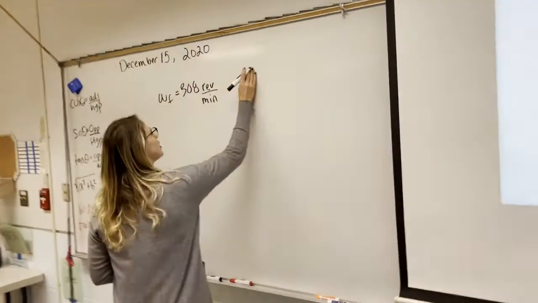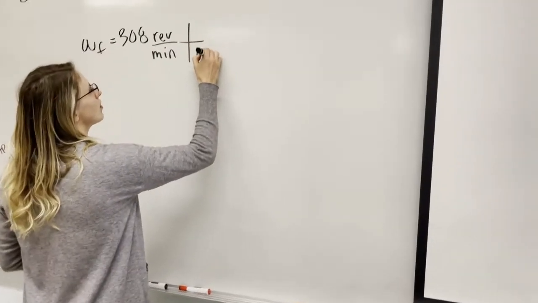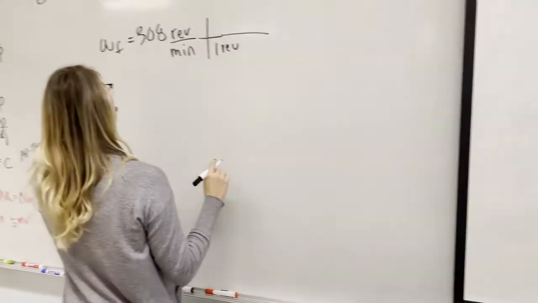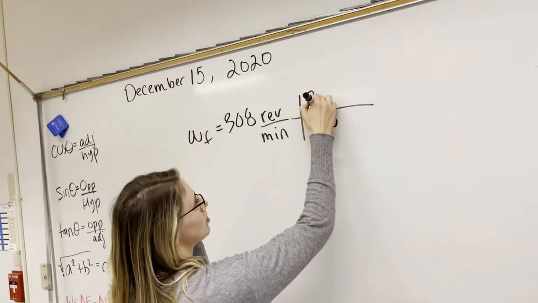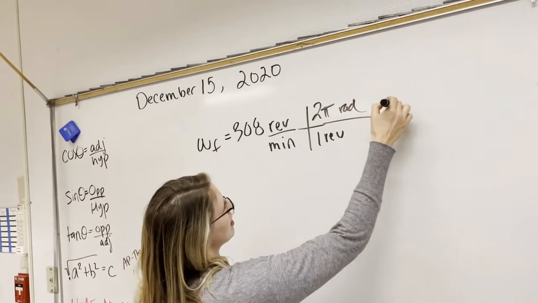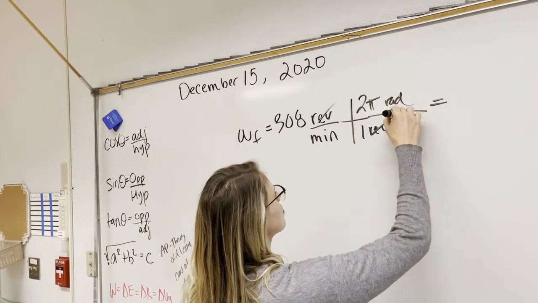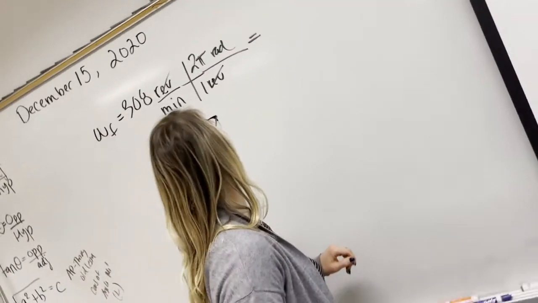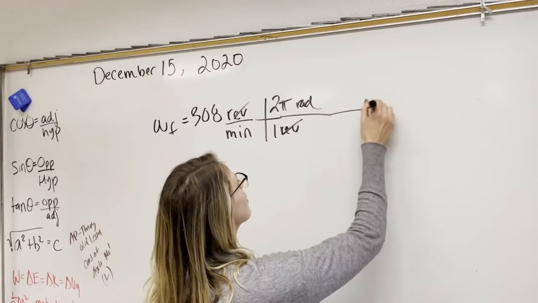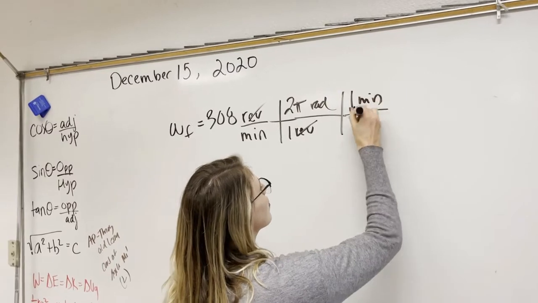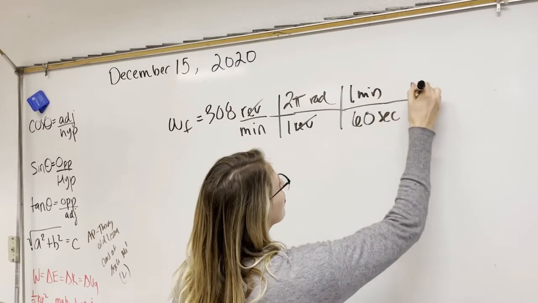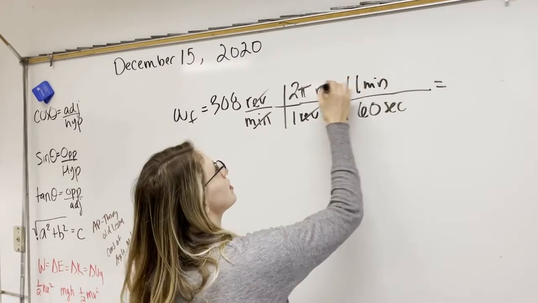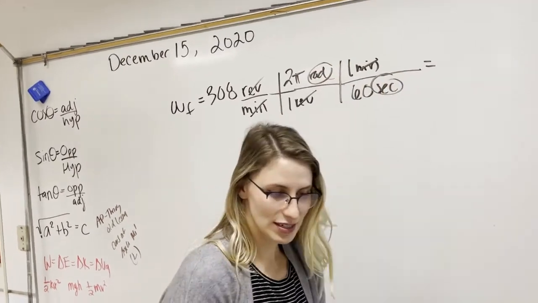Okay. Well, we can just. You want to get rid of the revs or the minutes first? Let's get the revolutions out of there. 1 revolution is equal to 2 pi radians. Yes. Yep. Okay. So that cancels those. Oh, I don't need the equal sign yet. Gotta get rid of minutes. 1 minute is 60 seconds. Okay, and now our minutes cancel. We've got radians per second.